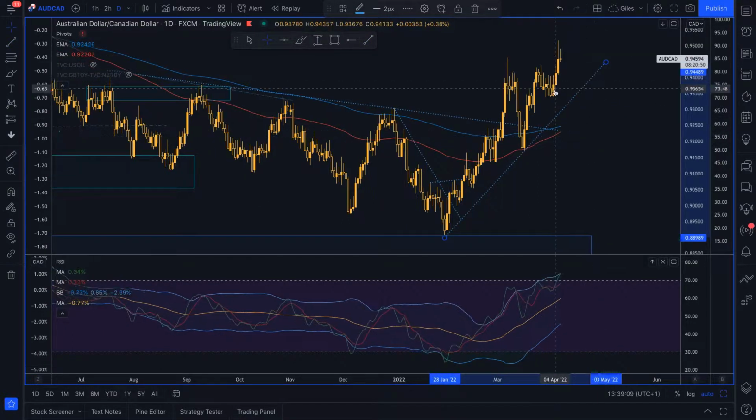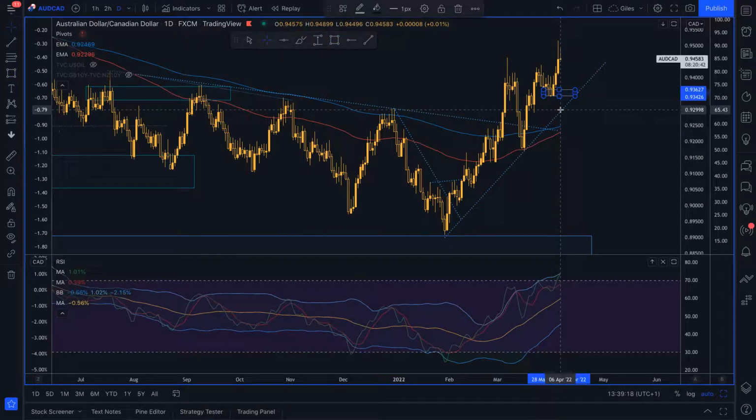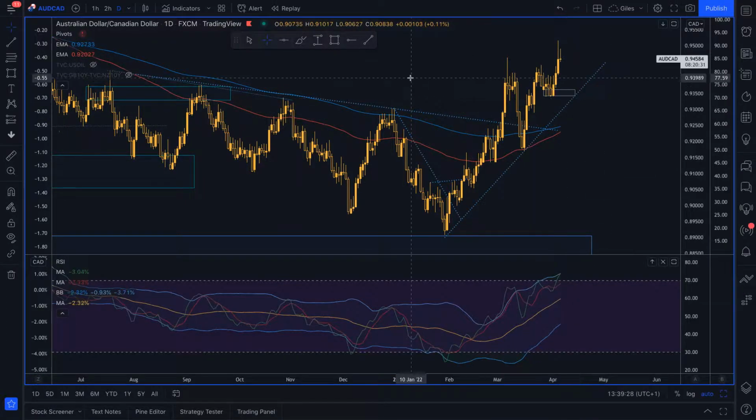So any retracement back down to that 0.9350 can be considered suitable for going long in the Aussie CAD at the moment. Stops can be put underneath the 0.9300. So you have an opportunity to potentially get into this on a long bias with quite a tight stop. That is a potential trade idea in the Aussie dollar CAD as we move forward.